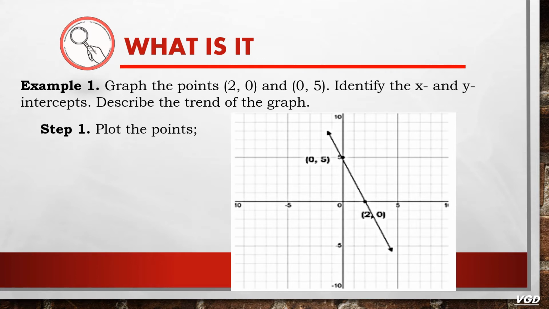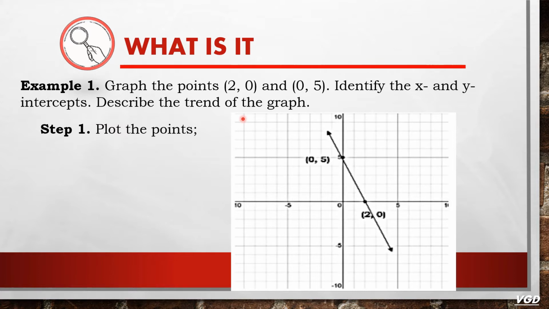What is it? This time, let us graph the given points and describe the trend of the graph. So we are going to apply all the knowledge that we had learned from the previous modules. So let's have this example number 1. Graph the points 2, 0, and 0, 5. Identify the x and y intercepts. Describe the trend of the graph.